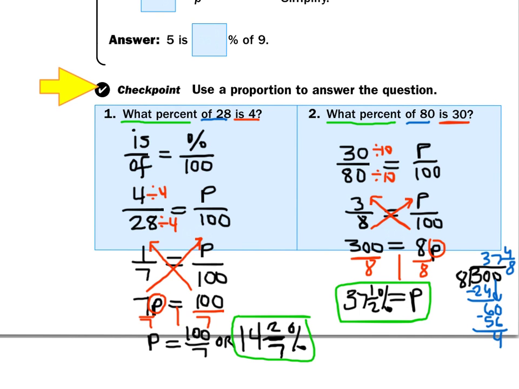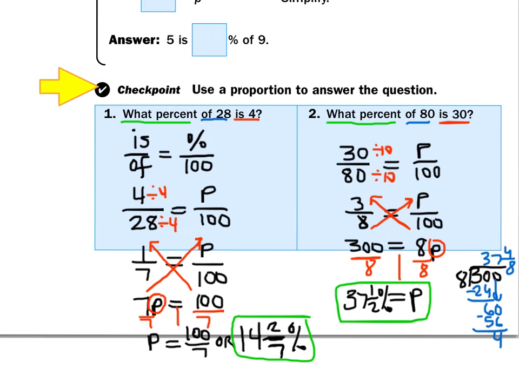Okay, so take a look at the checkpoint. Number 1. What percent of 28 is 4? So with your green, underline what percent, we don't know it. With your blue, of 28, and with your red, is 4. So let's do is over of equals percent over 100. So put the 4 for the is, put the 28 for the of, equals P over 100.